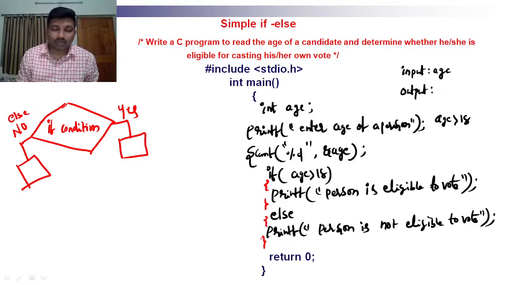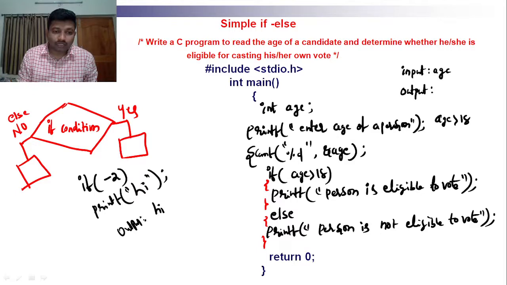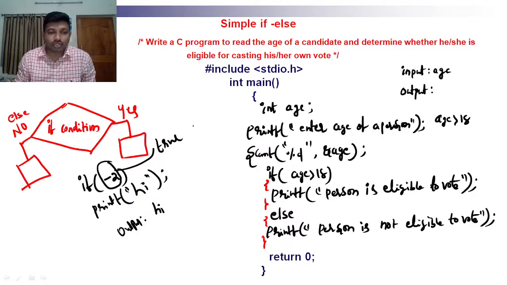Fine. I want to add one point to this concept of if. For example, in competitive exams they may give something like if (-2) printf hi. What would be the output? Is it a compilation error or a runtime error? In fact, the output of this program is hi. Why? Because any non-zero value within the if condition is taken as true, whether it is positive or negative.